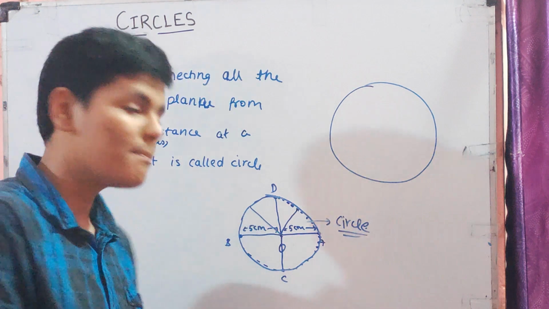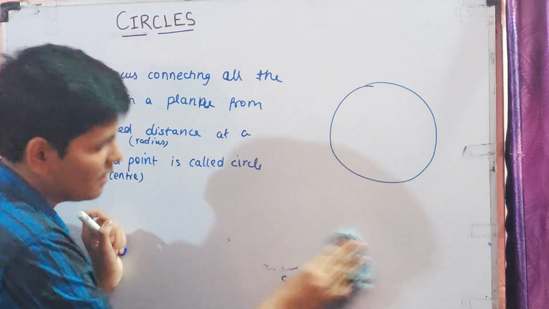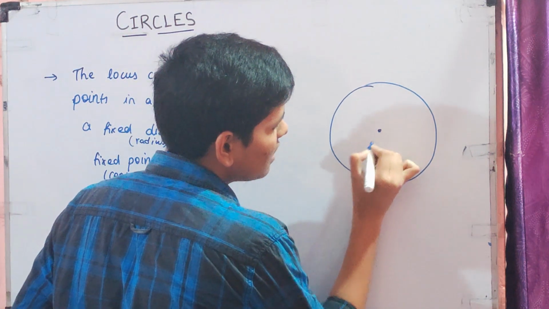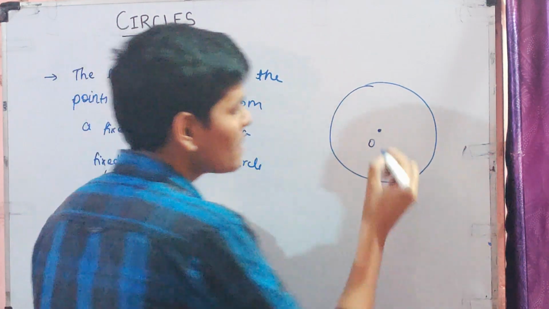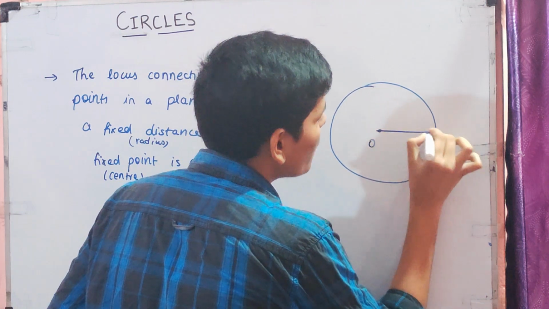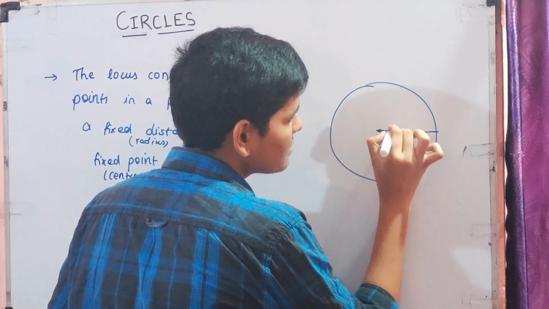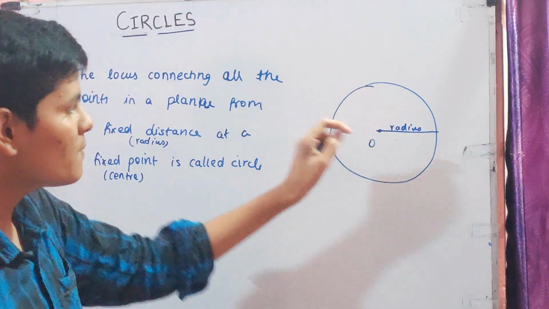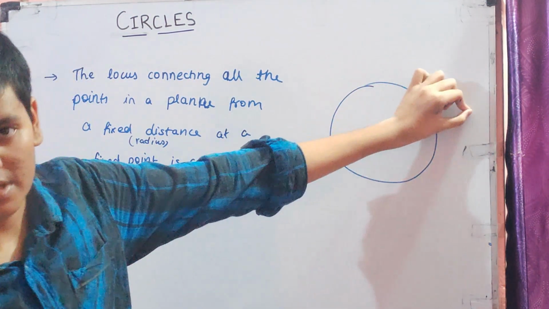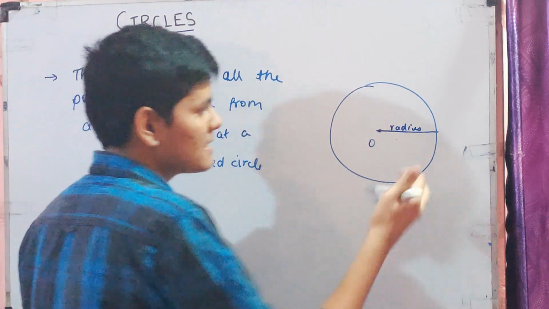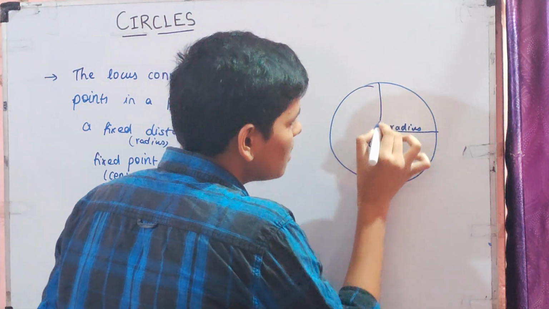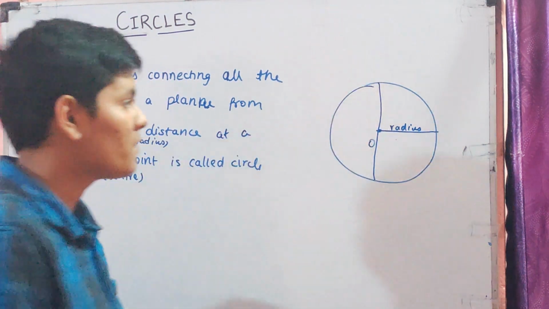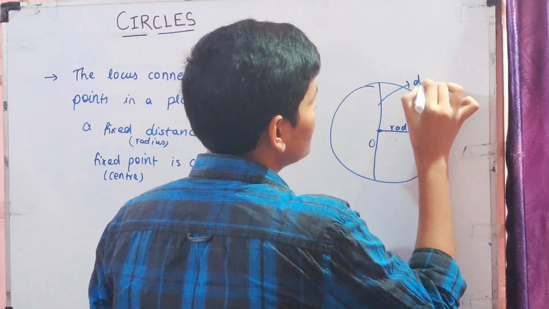Now let us see what the parts of a circle are. These are very basic topics which you all know. Here, this is the center of the circle. The line joining the center with a point on the circle is known as the radius. A radius is nothing but the distance from the center to a point on the circle. And when you take a line which runs through the center of the circle, that line is called a diameter.